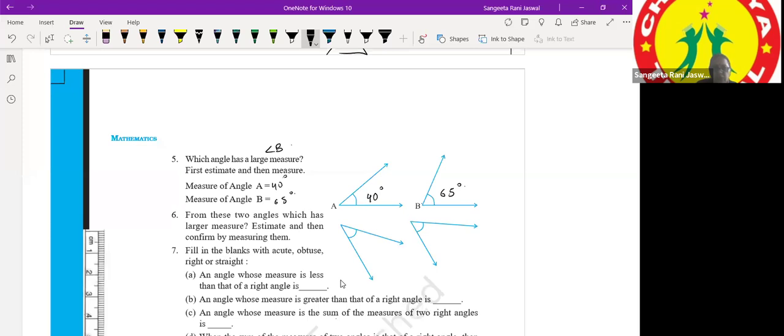Let's move to the next. From these two angles, which has the larger measure? Estimate and then confirm by measuring them. So we will not estimate, we will straight away confirm by measuring. Measure with your protractor the next two angles. I'm calling them angle C and angle D, right?